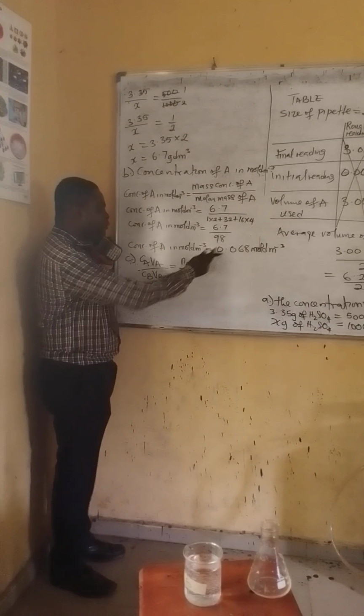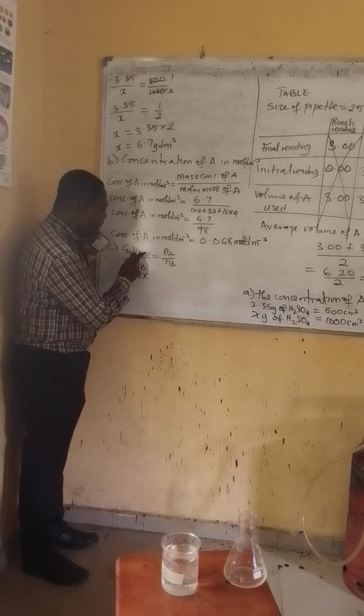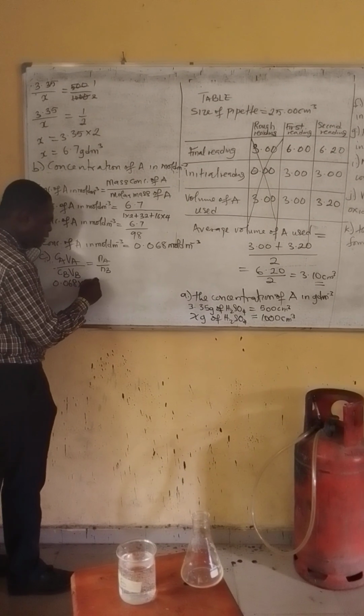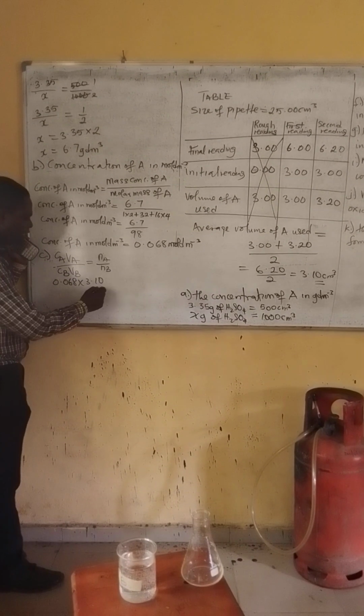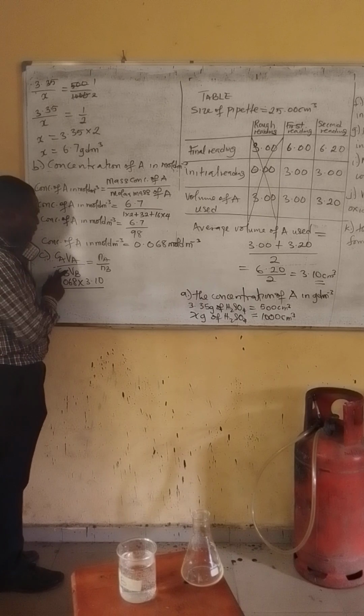So Ca now is what? 0.068. Our Va is the average volume of A, which is our titer value, which was 3.10. Now over, what is our Cb? The concentration of B that we are looking for.